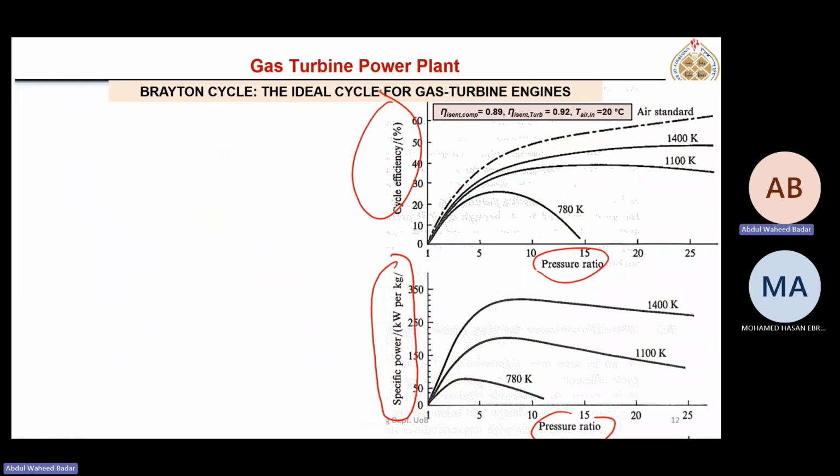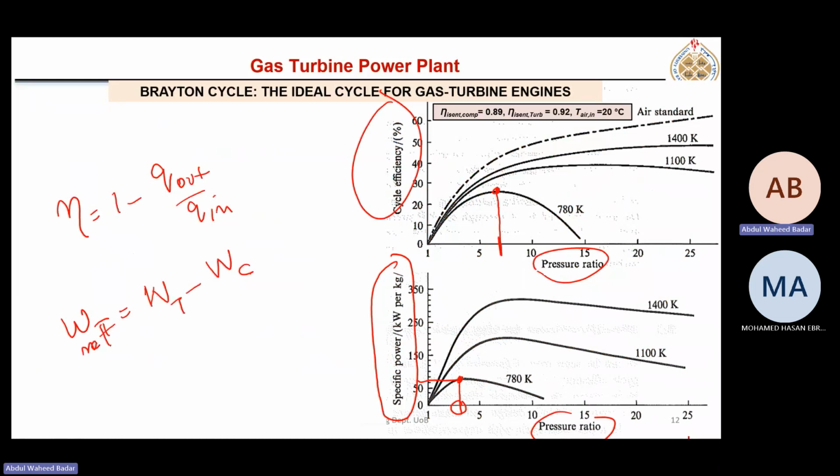Look here. Here you see the maximum net work output is at this pressure ratio. But for efficiency, it is at a little higher pressure ratio, because both are two different terms, not exactly the same. Efficiency is 1 minus Q out over Q in. And net work output is work of turbine minus work of compressor.